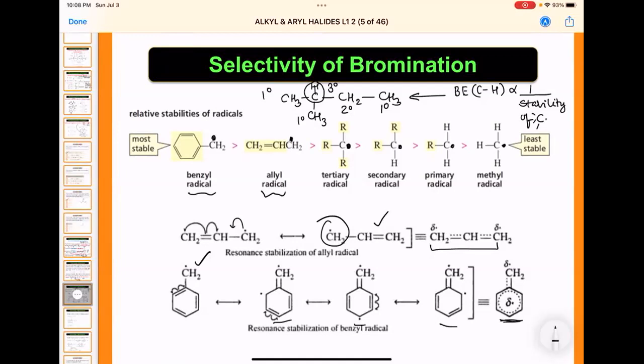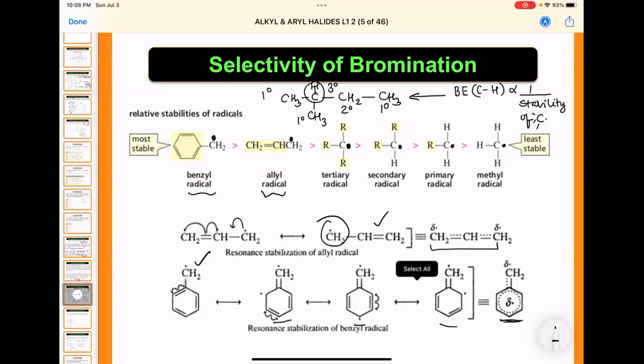Nabil and Samara, Nabil Ahmed, Nabil Khan. Tell me, what are the factors which can stabilize tertiary radical? Yeah, quickly tell me.